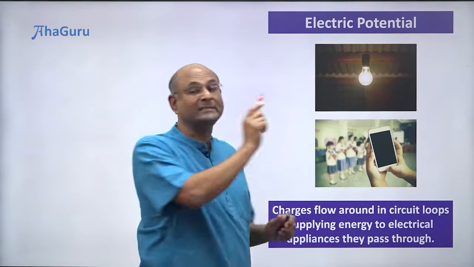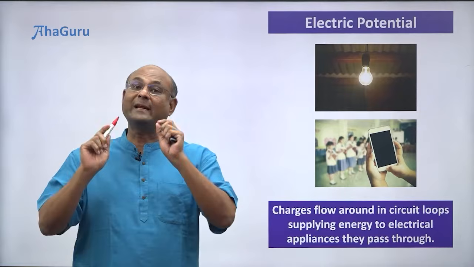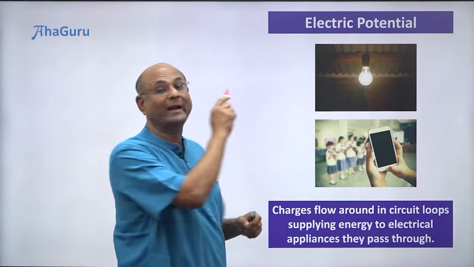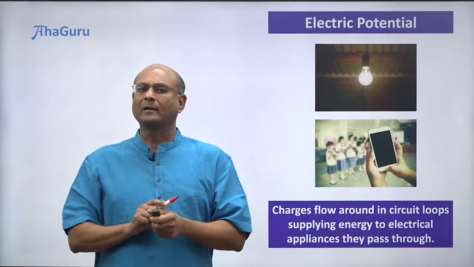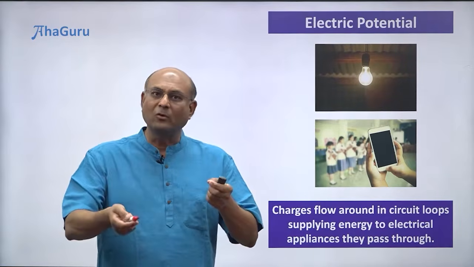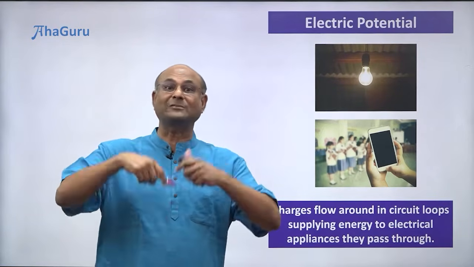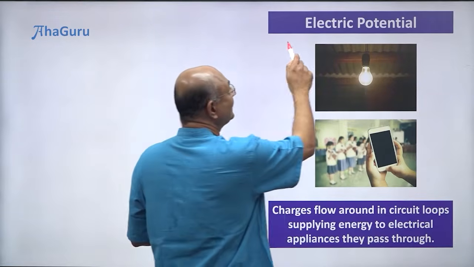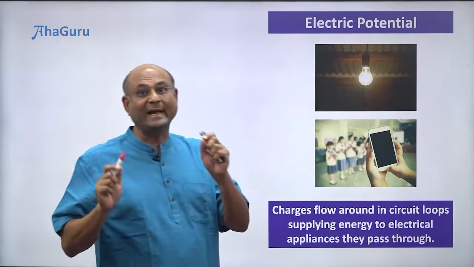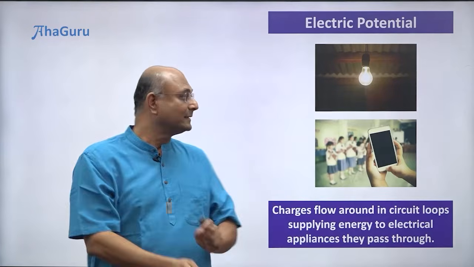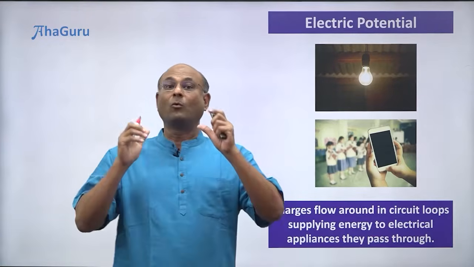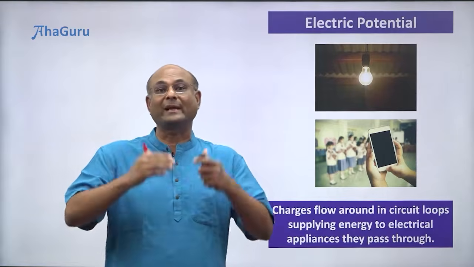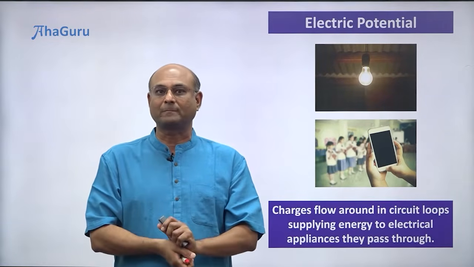And as these charges flow around in circuit loops, they transfer energy to electrical appliances. Now, how do these charges flow around? Why do they flow around? How do they transfer energy? All these questions have one answer: electric potential. If we understand the idea of electric potential really well, then we'll be able to answer the question of why charges are moving around and how they transfer energy to various objects.